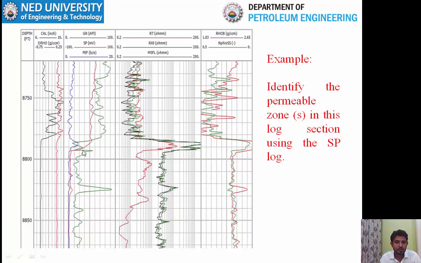So from the gamma ray response we can see that from the top section till 8790 feet we have the shale zone, and from 8790 till the bottom section we have the non-shaly zone.